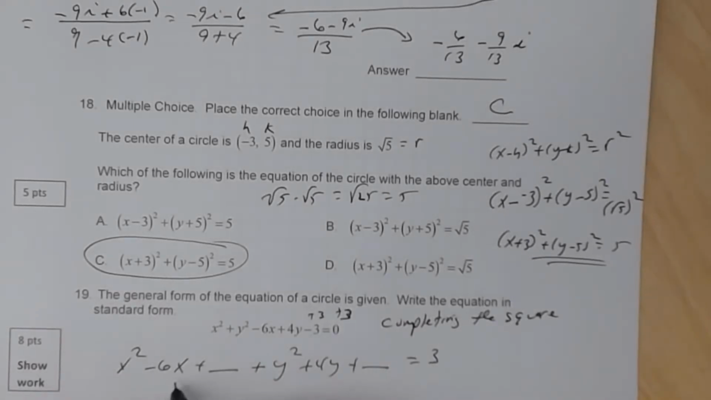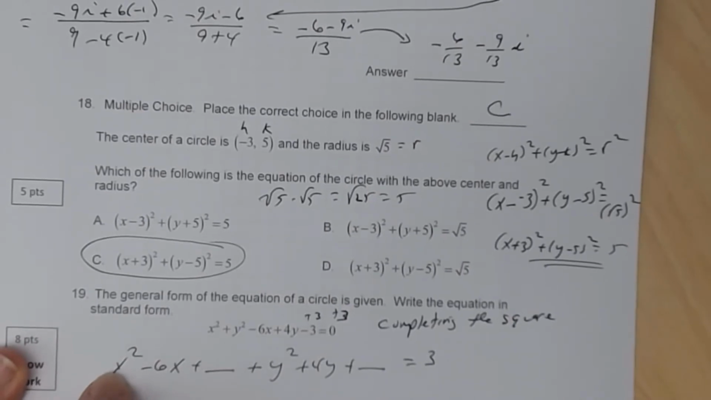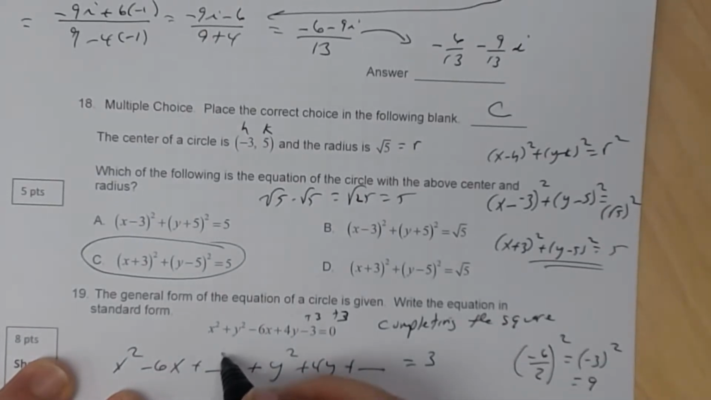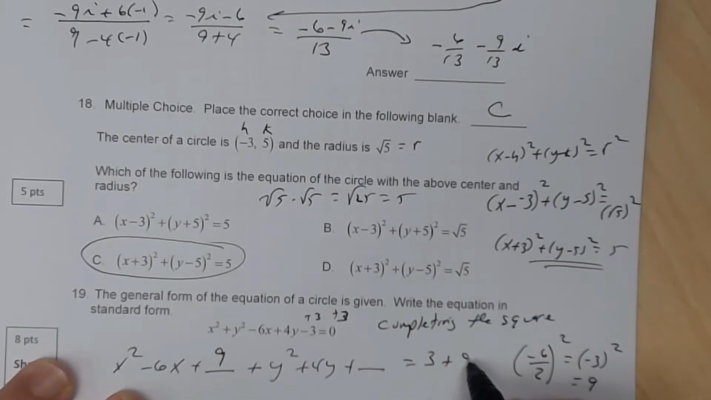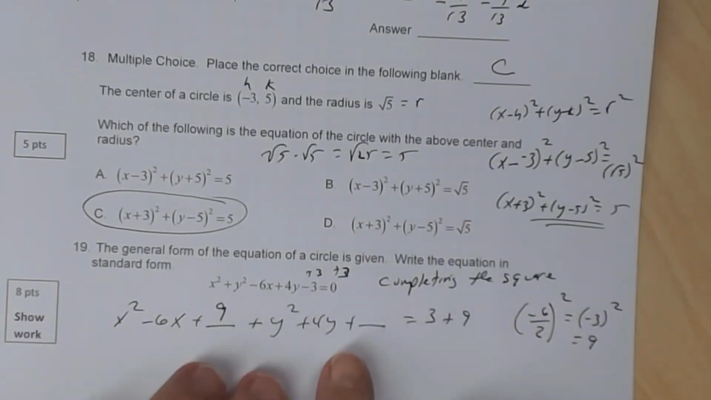Okay, now let's complete the square in the x's. To complete the square in the x's, you've got to make sure that the coefficient of x squared is 1, though, and it is. You're going to take the coefficient of x, which is negative 6. You're going to take half of that. Whatever that is, you're going to square. All right, so here's what we get. Negative 6 halves is a negative 3. Negative 3 squared is 9. And that's what you add to both sides. So what you do to one side, you have to do to the other. You got to keep it balanced.